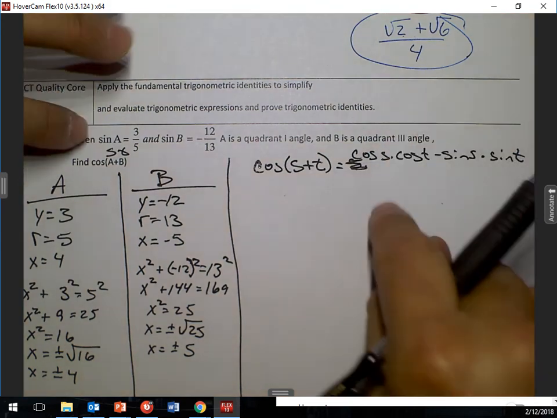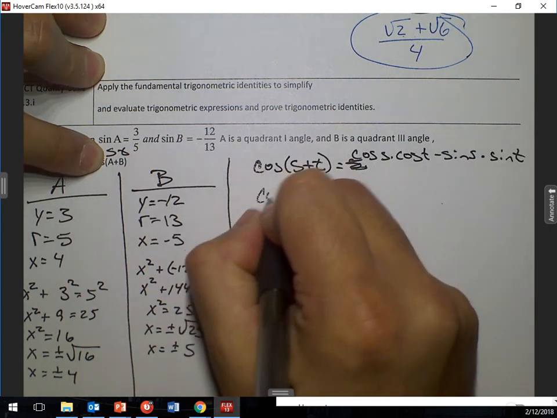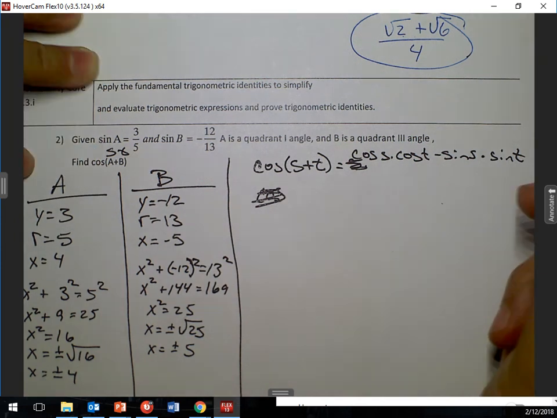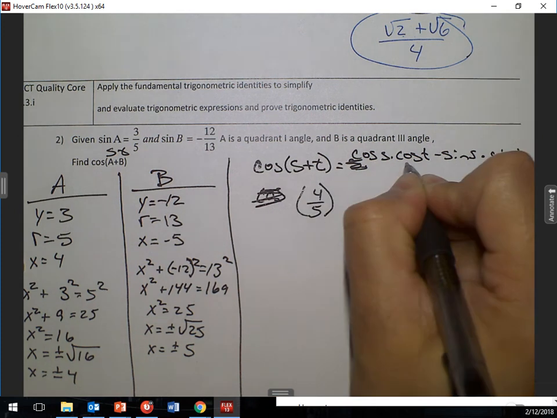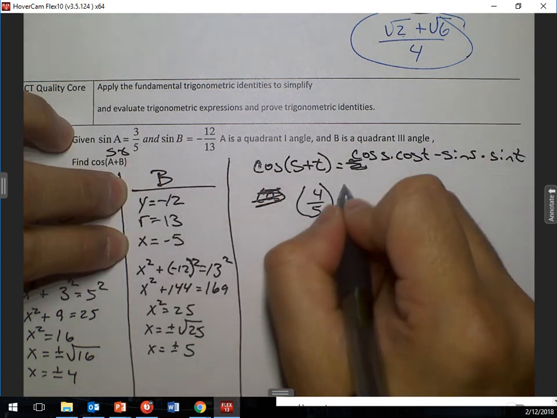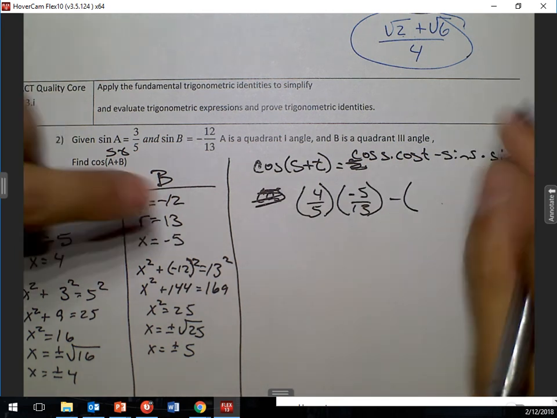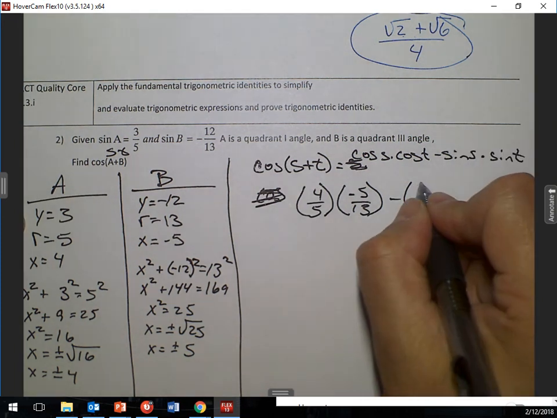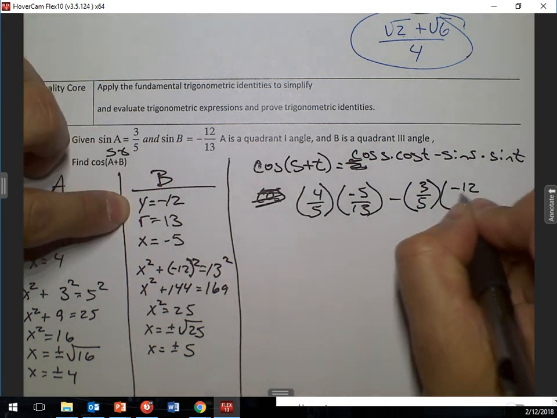Alright, so now, let's see. This is my S, so the A is my S. So it's going to be the cosine of S times the cosine of T. Cosine of A is going to be 4 over 5. Cosine of T, in this case cosine of B, is going to be negative 5 over 13, minus sine of S, which is my A value here, so sine of A is 3 over 5, times sine of T, negative 12 over 13.